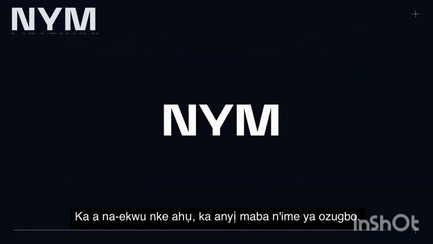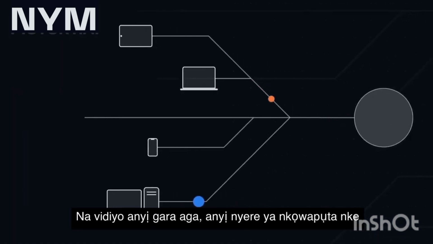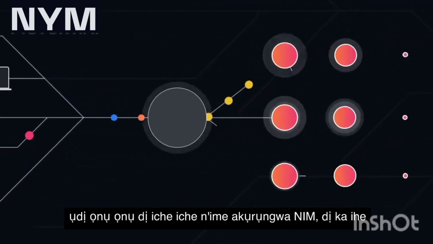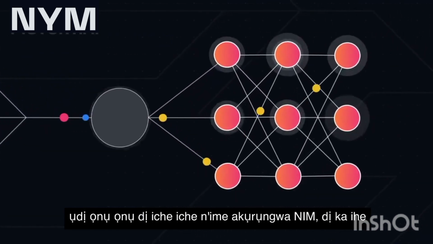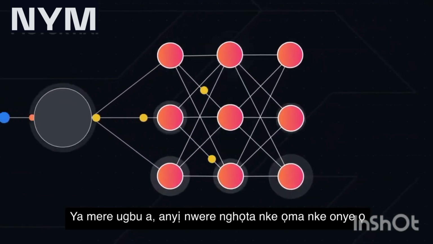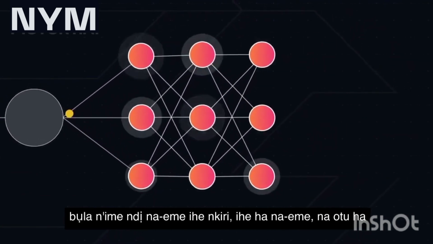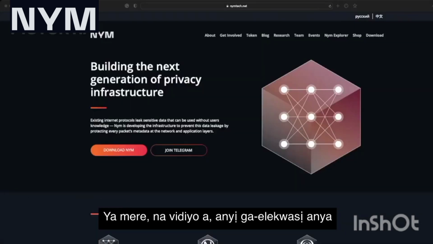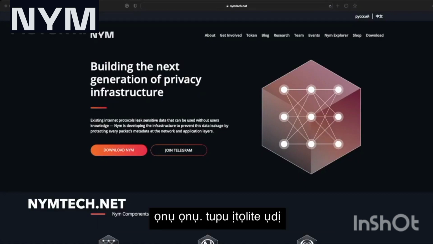With that being said, let's jump straight into it. In our previous video, we gave an overview of the different types of nodes within the NIM infrastructure, such as the validators, gateways, and mix nodes. So now we have a good understanding of each of those actors, what they do, and how they work together to give you the privacy you deserve. Therefore, in this video, we're going to focus on a practical step-by-step guide to set up a mix node.